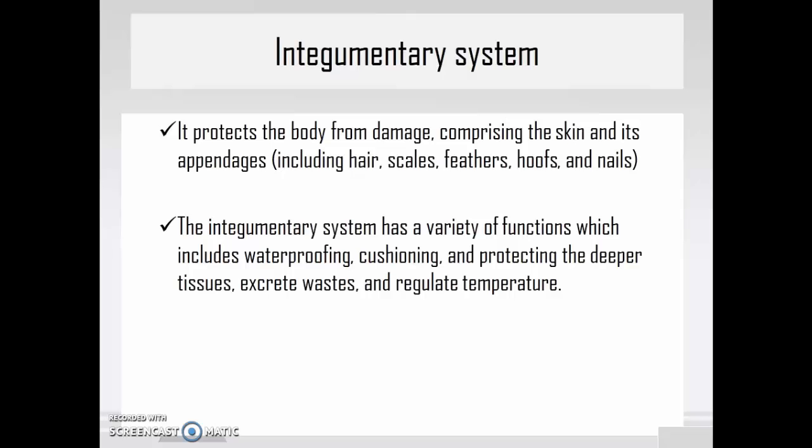It protects the body from damage, comprising the skin and its appendages, including hair, scales, feathers, hooves and nails. You won't find feathers in humans, but you find them in birds. You don't find hooves in humans, but you find them in cow and horse. In humans you find hair and nails, and you don't even find scales in humans.